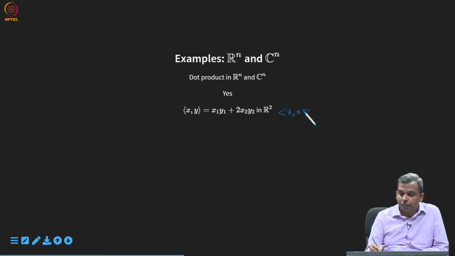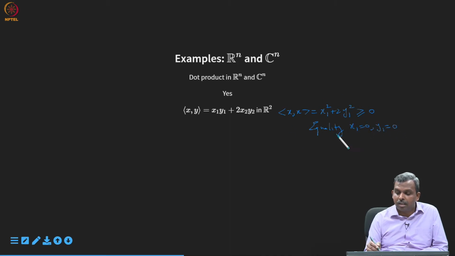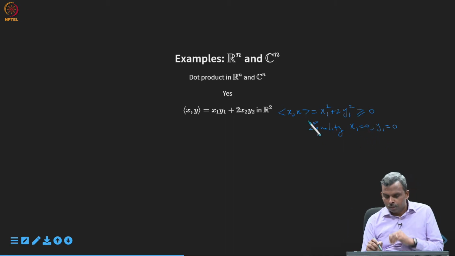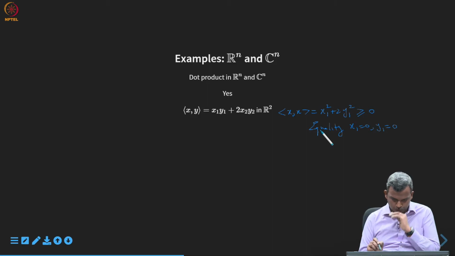So, you should check that x comma x is x1 squared plus 2 y1 squared, and that is greater than or equal to 0, with equality if x1 is 0 and y1 is 0. So this part you have to check, the first and second conditions. x comma x should be non-negative, and it should be equal to 0 only for x1 equal to 0 and y1 equal to 0. So, these two conditions need some checking.